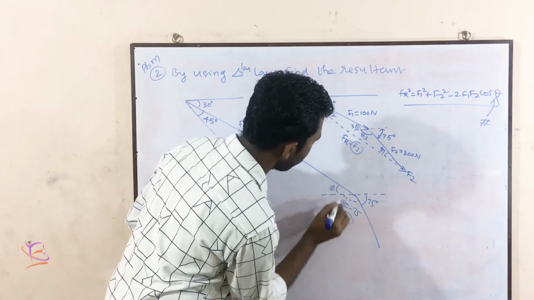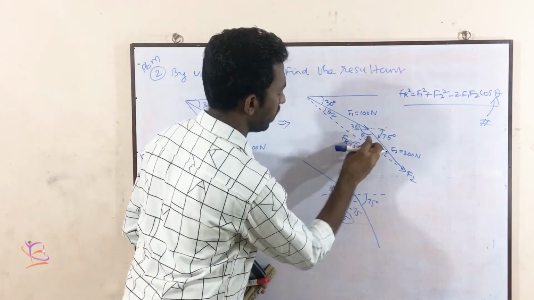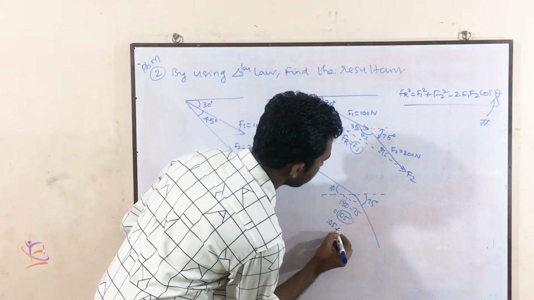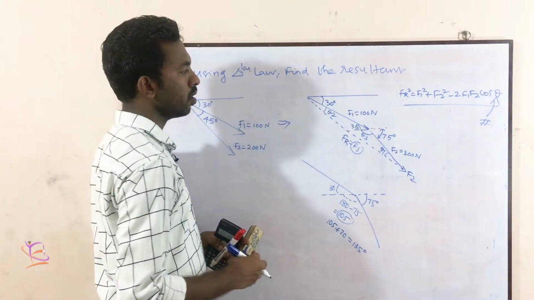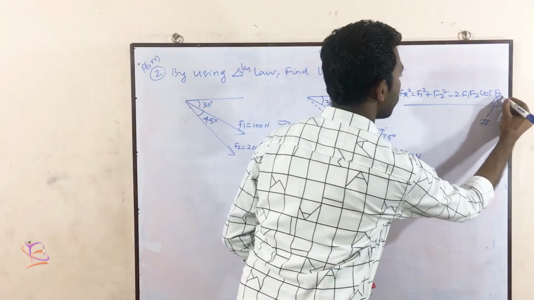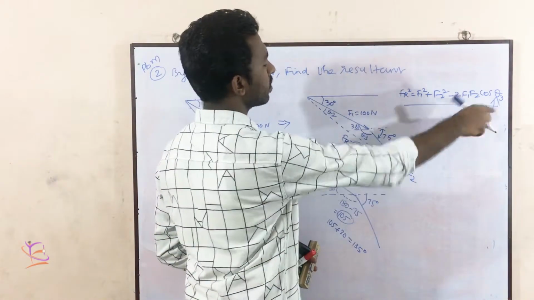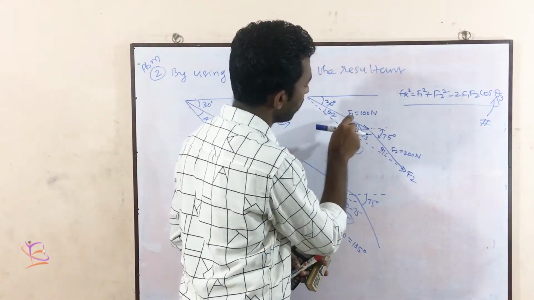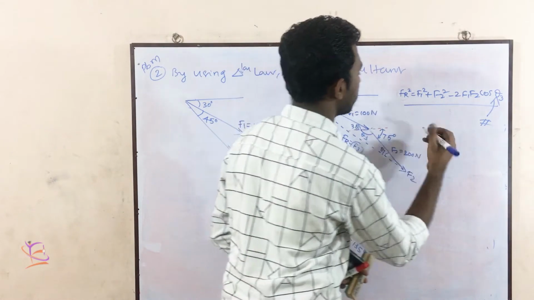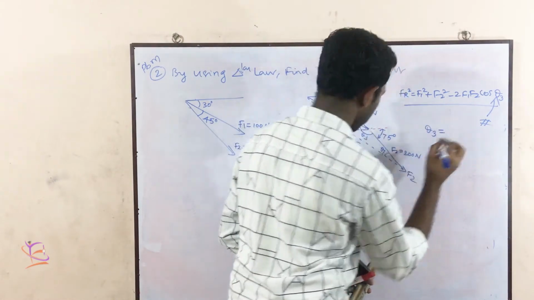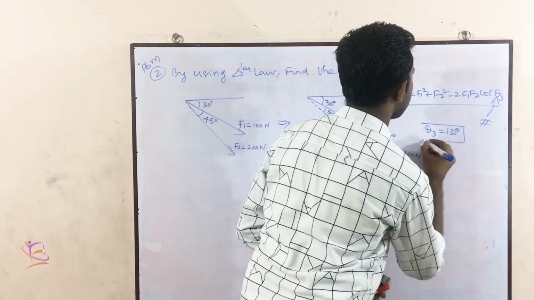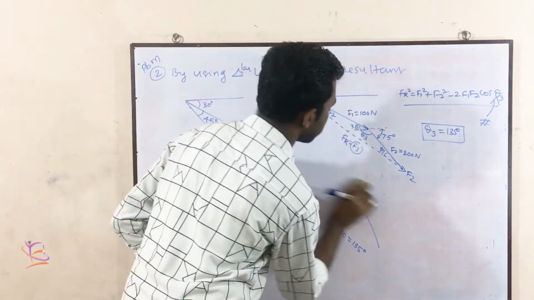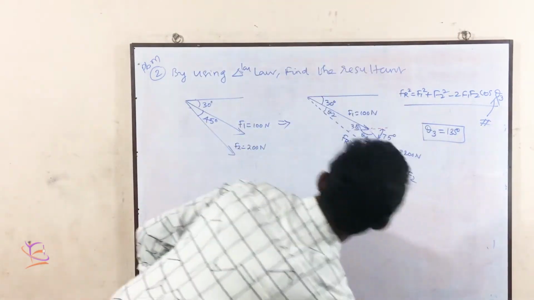So this total angle, theta 3, will be 105 plus 30, equal to 135 degrees. So here you can say, theta 3, because the angle between F1 and F2 is taken as theta 3. So theta 3 is equal to 135 degrees. Okay, now you can proceed by using the formula.